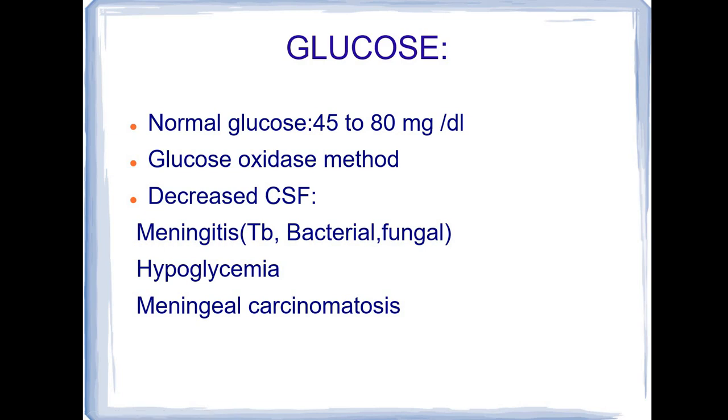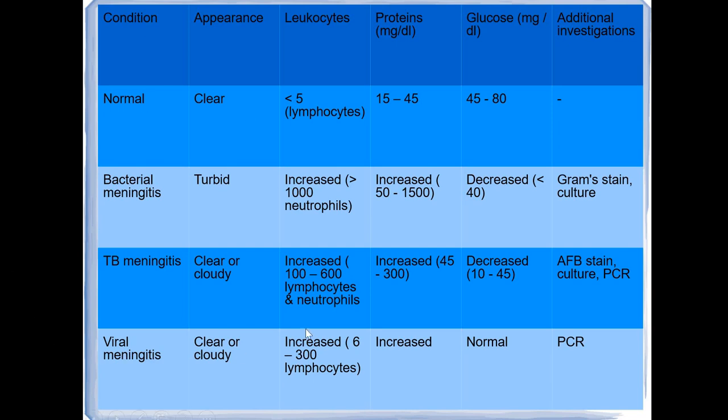Now this is a very important tabular column, like the important slide of the whole class. A very frequently asked question is: what is the CSF picture in different types of meningitis? So this is very important. This is a normal condition. Normally CSF is clear, has fewer than 5 cells, mostly lymphocytes. The proteins are 15 to 45, which is the normal level, and glucose is 45 to 80. This is a normal CSF.